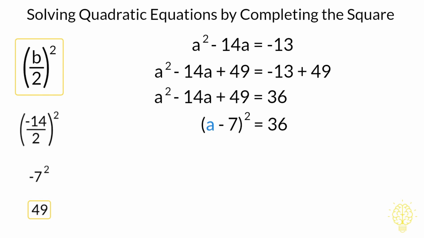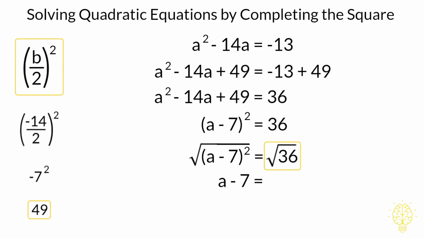We have to get rid of the square and the 7 to solve for a. First, we get rid of the square by taking the square root of both sides. Here, they'll cancel out and we'll be left with a minus 7. Here, the square root of 36 is 6 or negative 6, so we'll get two different answers. To finish solving for a, we add 7.